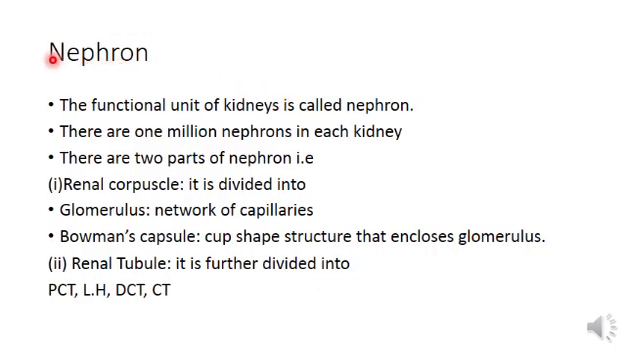Nephron. What is a nephron? The basic structural and functional unit of a kidney is called the nephron. There are 1 million nephrons in each kidney. A nephron consists of two parts, a renal corpuscle and a renal tubule. A renal corpuscle is further divided into two parts: the glomerulus, which is a network of capillaries, and Bowman's capsule or glomerular capsule. It is a cup-shaped structure that encloses the glomerulus, while the renal tubule is further divided into the PCT, the proximal convoluted tubule, the LH, the loop of Henle, the DCT, the distal convoluted tubule, and the CT, the collecting duct.